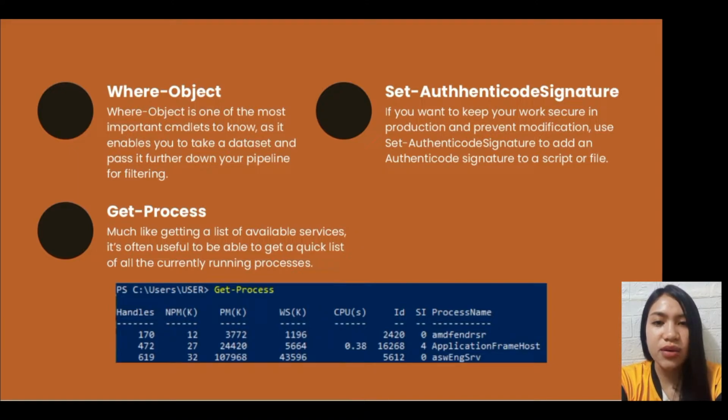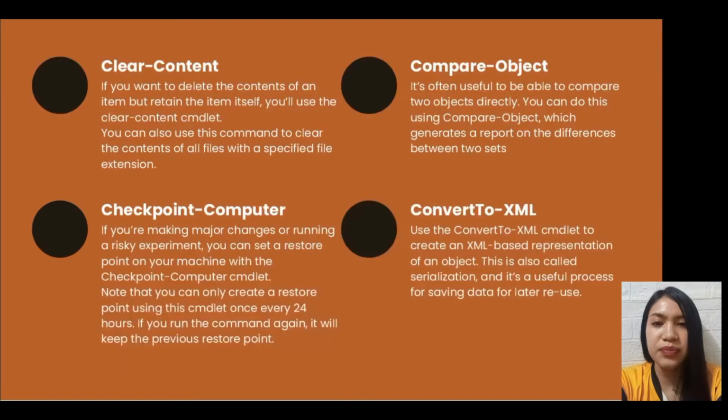Set-AuthenticodeSignature. If you want to keep your work secure in production and prevent modification, use Set-AuthenticodeSignature to add an authenticode signature to a script or file. Get-Process. It's much like getting a list of available services, and it's often useful to be able to get a quick list of all the currently running processes.